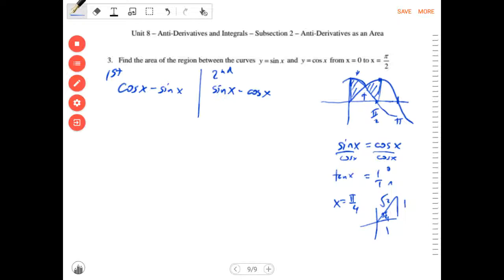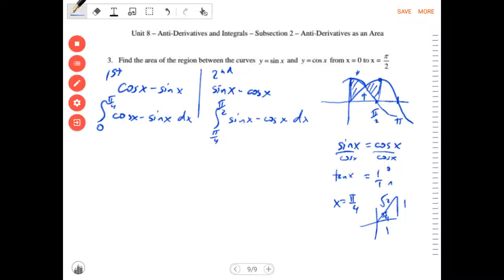Okay, so I'm going to take the integral of cos x minus sine x, of course dx, and we're going to do that part from 0 to pi over 4. And the second part is going to be the integral from pi over 4 up to pi over 2 of sine x minus cos x dx.